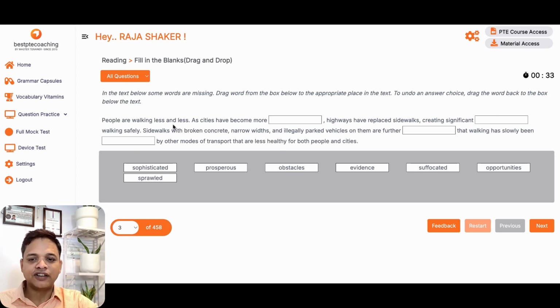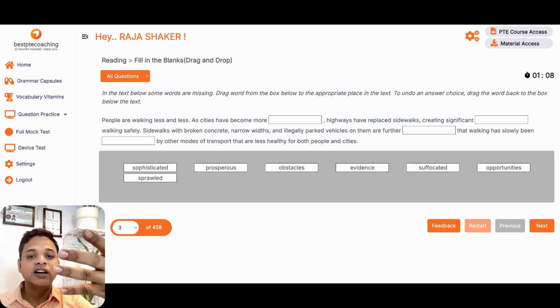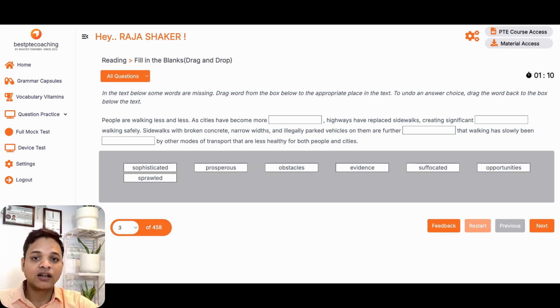These sentences, sentence number 1 and sentence number 2, you can see people are walking less and less. Look at this connector. As cities have become more blank. So you are reading 4 sentences, 5 sentences in the sequence, yes or no, in order to answer one fill in the blanks drag and drop question. Now you are thinking that you're only answering the blanks, but subconsciously what is happening? You are registering the flow of the sentences also in your mind. Subconsciously it happens.